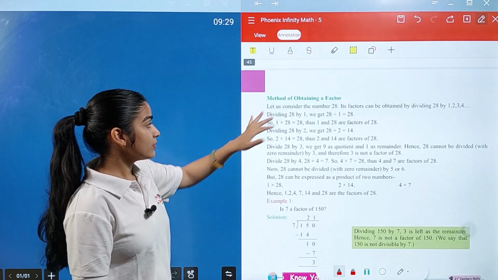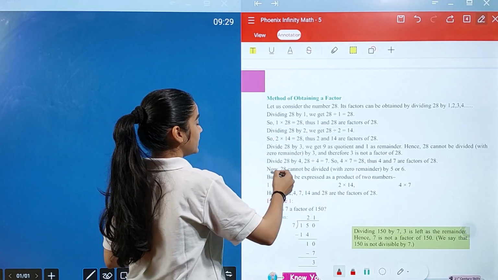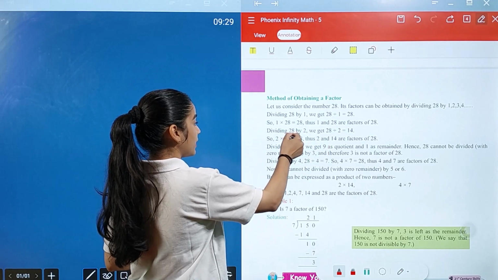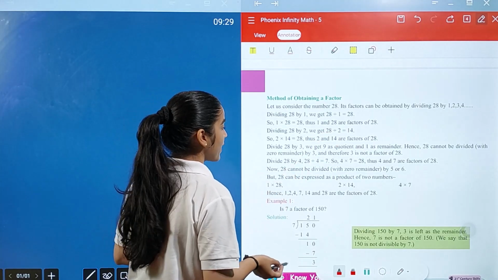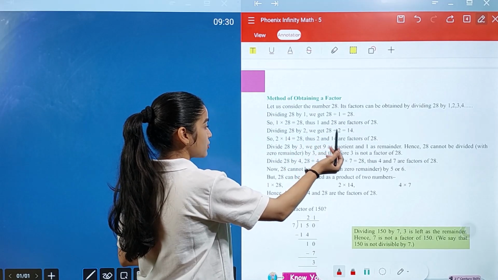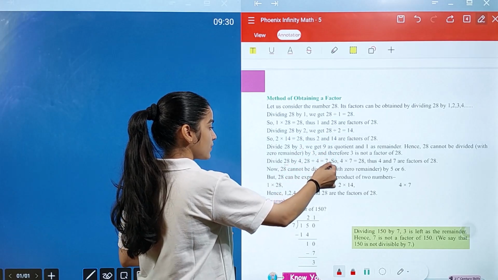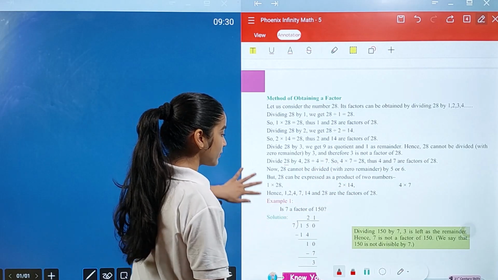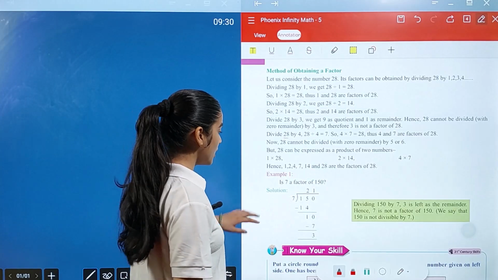Now, methods of obtaining a factor. For example, dividing 28 by 1, we get 28. In this case, 1 and 28 are both factors of 28. Now, dividing 28 by 2, we get 14. So 2 and 14 are factors of 28. Now, 28 divided by 3 leaves a remainder of 1, so 3 is not a factor of 28. Now 28 divided by 4 gives 7, so 4 and 7 are both factors of 28. In the end, we observe that 1, 2, 4, 7, 14 and 28 are the factors of 28.